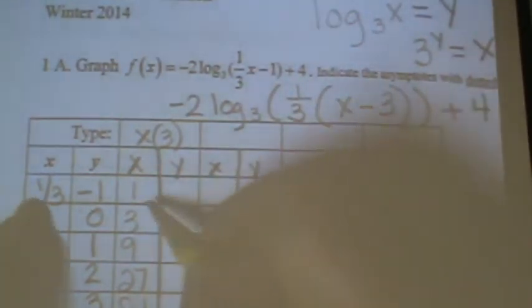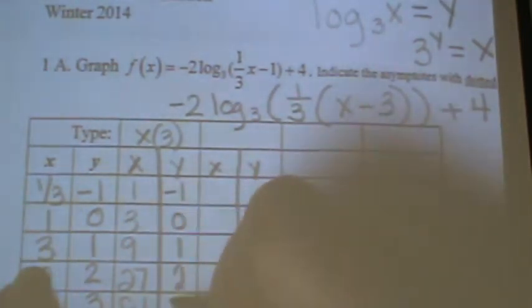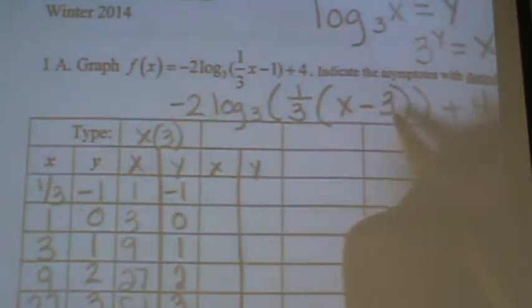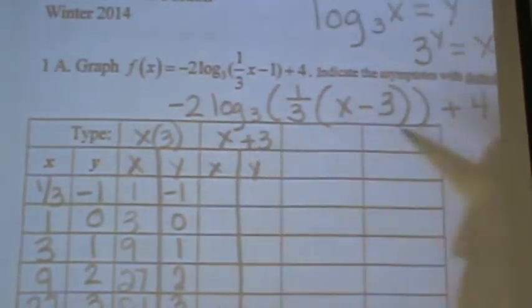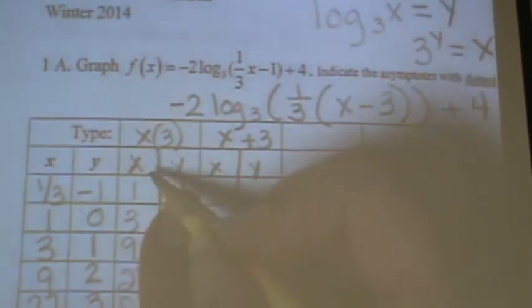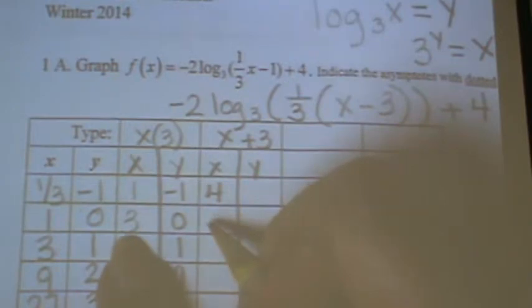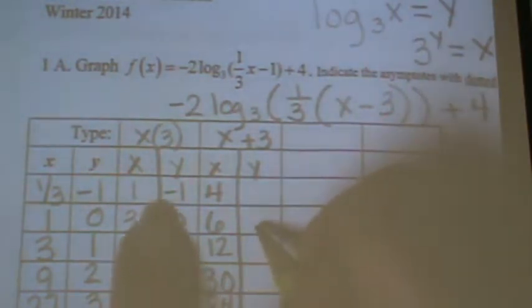Okay, what do you do with the y values here? Leave them. What do you do with the x's? You're gonna add 3. So add 3 to these. What do you get? Add 3. Keep the y's the same.